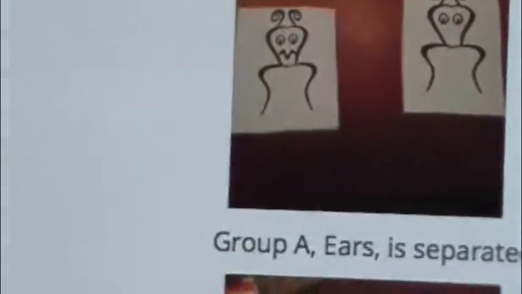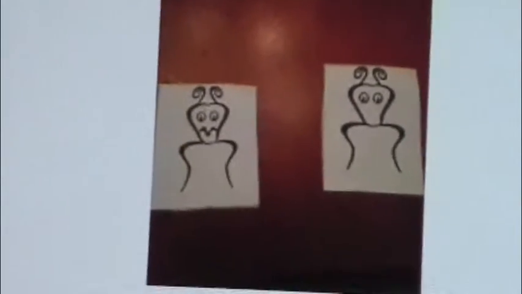Now, for the first step, I took the alien cards and I classified them into two groups, aliens with ears and aliens with no ears. The next step was to take the aliens with ears and classify them further. So I classified them into two groups, hair and no hair.